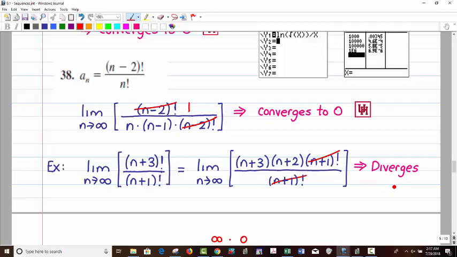So actually, there's a quicker way to do this without even simplifying the factorials. If you look at the problem and the larger factorial is on the bottom, it's converging to 0. If it's on the top, it's diverging. You don't even really have to work it out. So larger one on bottom here meant for sure converge to 0. Larger one on top here meant diverges.